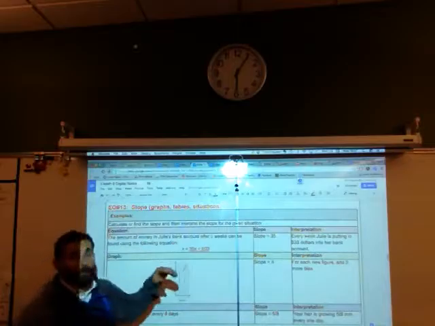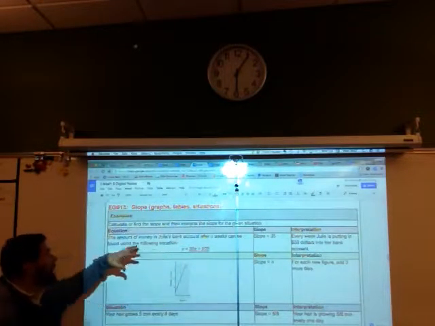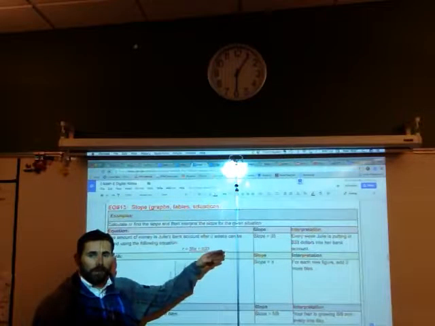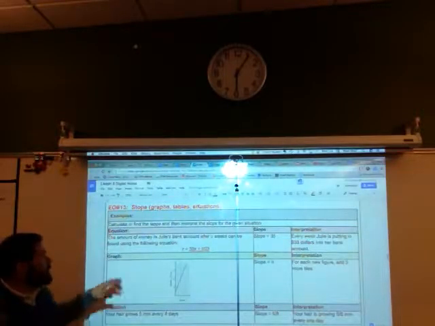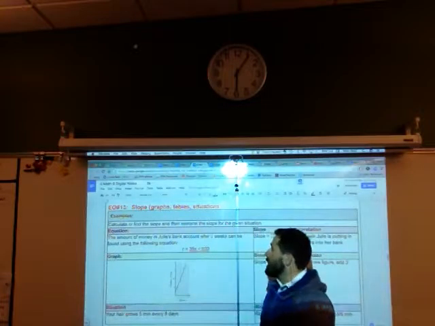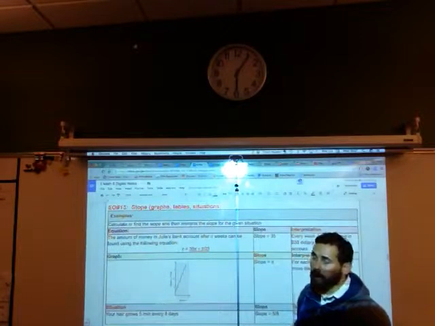We're working on EO13 here, Slope. Wanted to graph tables or situations. I can pull out slopes, so calculate and find the slope, but then we also have to interpret the slope given the situation. So if I'm given an equation, it says the amount of money in Julie's bank account after x weeks can be found using this: y equals 35x plus 100.